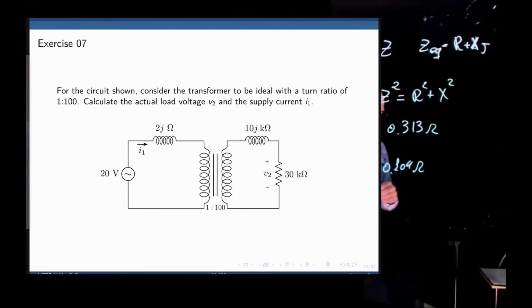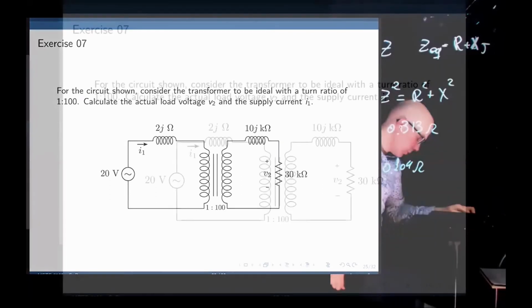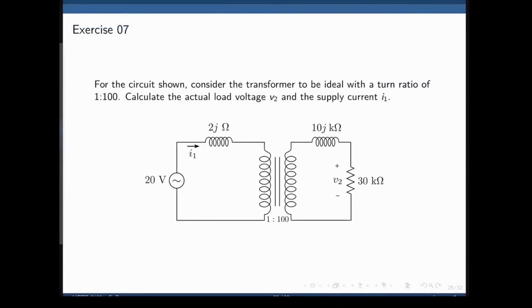Let me erase the board. I'll give you some minutes to think about how to solve this question. I mean, by looking at this diagram, we can maybe attempt to solve the current right away. Is the input current 10 amps? Is this correct? Is the input current 10 amps, or 20 volts divided by 2? Yes or no?